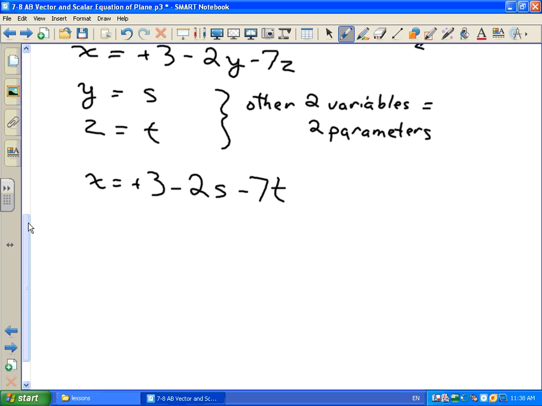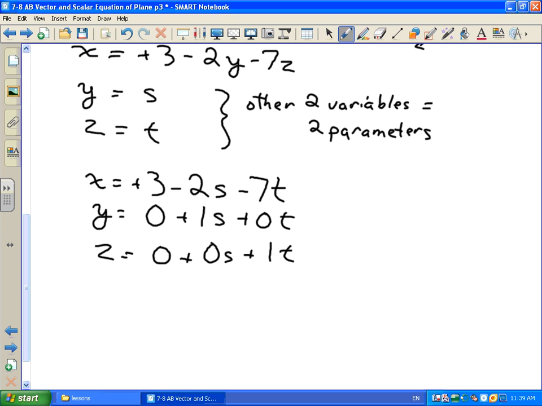Now, y is just equal to s, but I can interpret that to mean that the constant here would be 0 plus 1s plus 0t. Okay, just throwing in these 0 terms that were canceled out when we first wrote it. And for z, we can do the same thing. It's going to be 0 plus no s and 1t. Okay? Once we've got this, it should be pretty clear how we can get our vector equation.